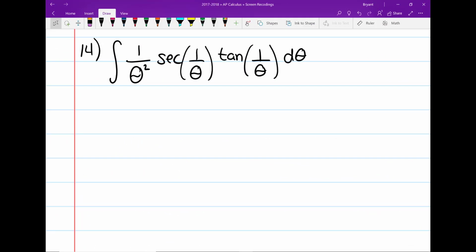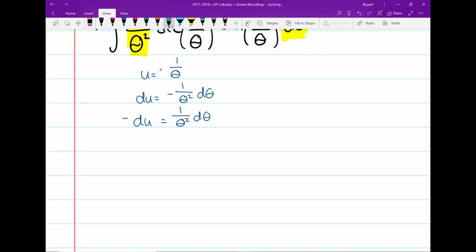Now for number 14, the integral of 1 over theta squared times secant of 1 over theta times tangent of 1 over theta d theta. Well, this looks very complicated. It's actually not that bad. We're going to let u equal 1 over theta. So then du is going to be negative 1 over theta squared d theta. So notice I have that here and here. I multiply both sides by negative 1 to get negative du equals 1 over theta squared d theta.